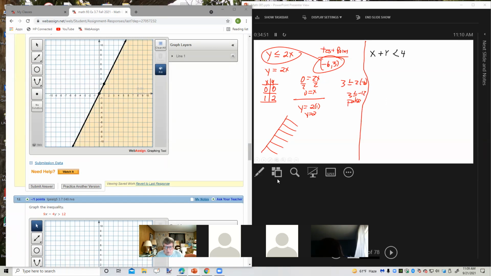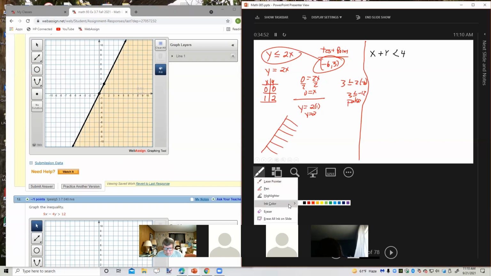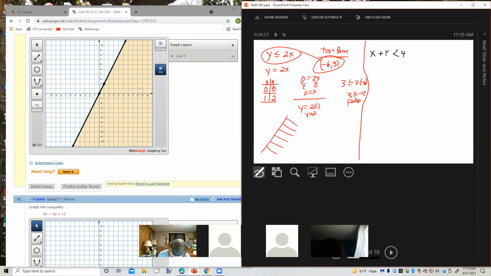Now let's go and do the other inequality, the black one. So I'm going to write the related equation, and I'm going to find two ordered pairs. If y is 0, we get x plus 0 equals 4, x equals 4. If x is 0, we get 0 plus y equals 4, so y equals 4.